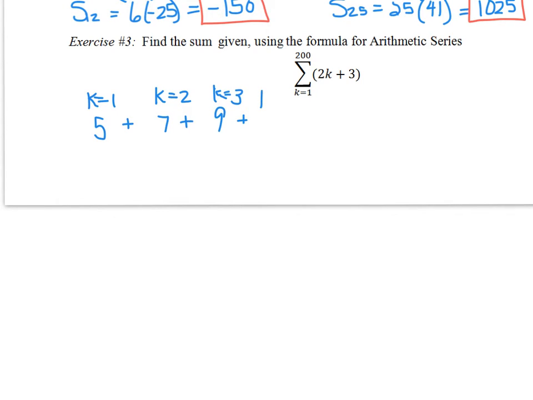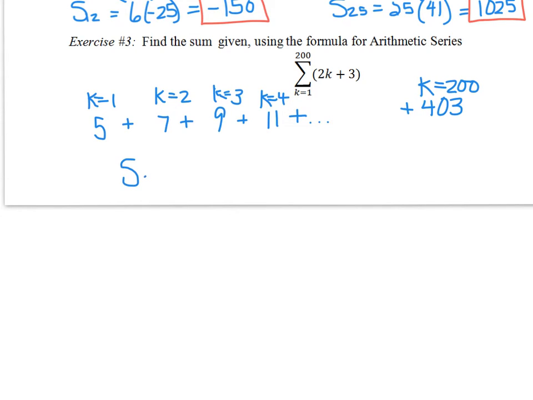Now let's go one more here. k is 4. So when k is 4, 2 times 4 plus 3 gives me 11. And I can see basically I'm adding up all of my odd numbers starting with 5. Now where am I going to stop? k is equal to 200 is my last value of k. So 2 times 200 is 400 plus 3 gives me 403. So that's the last term. I need that first term and last term to get the total.